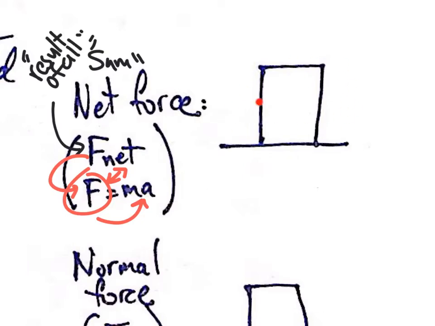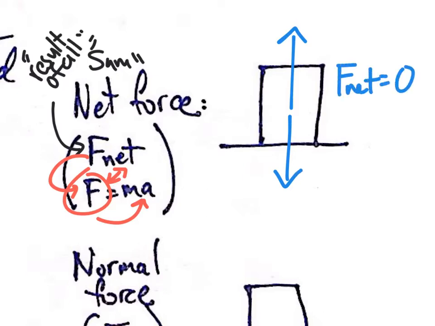In terms of a box sitting on the table, we definitely have experience with this. Table pushing up, gravity pulling down, and the net force is 0. The forces are balanced. That says 0 newtons, not N. Okay, result of all the forces.